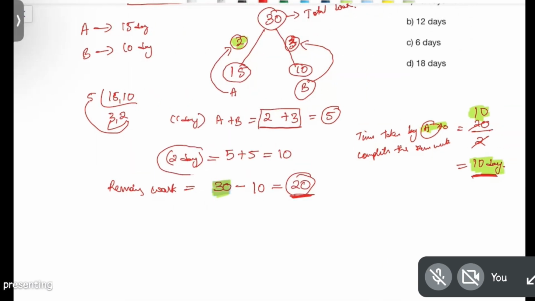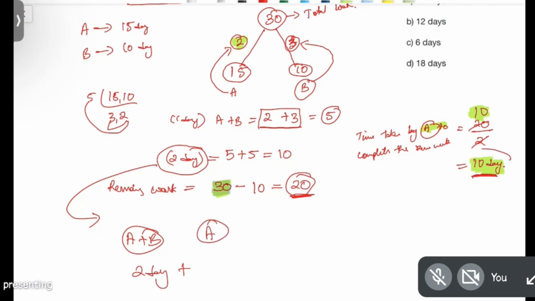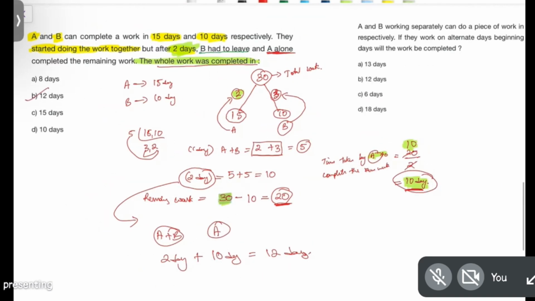Both of them work for how many days? 2 days, right? So A and B together work for 2 days, plus A alone took 10 days to finish the remaining work. So 10 days, which means a total of 12 days was the answer. So our answer here is 12 days. I'll explain again. You listen carefully now.